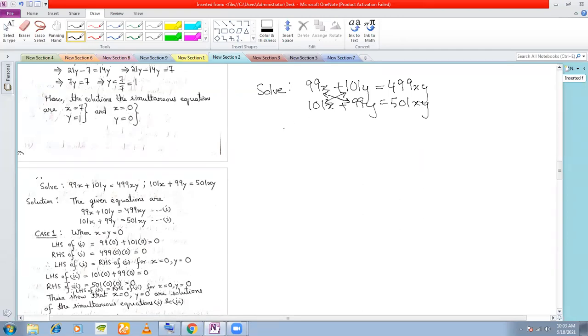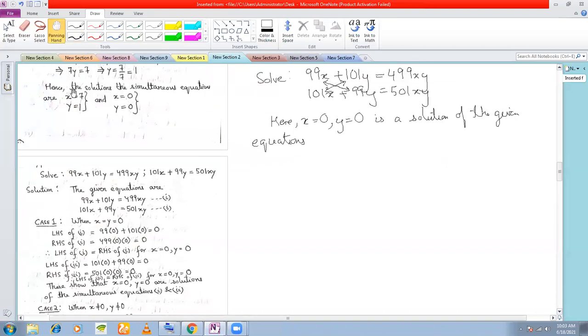So whenever on the right hand side we have xy, you can say here x is equal to 0 and y is equal to 0 is a solution of the given equations. What is the other solution? The other solution you will obtain first by dividing both sides by xy.